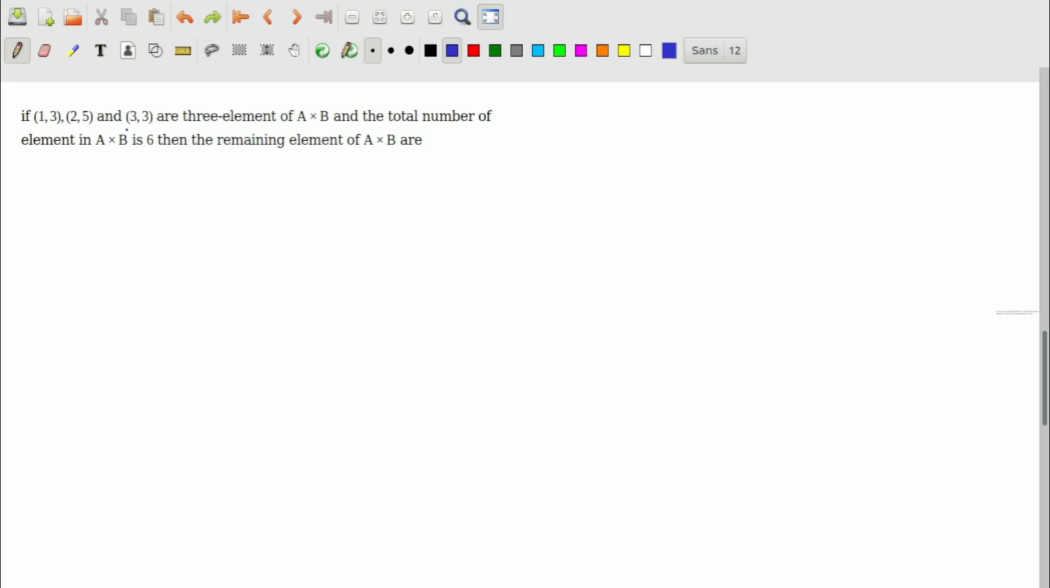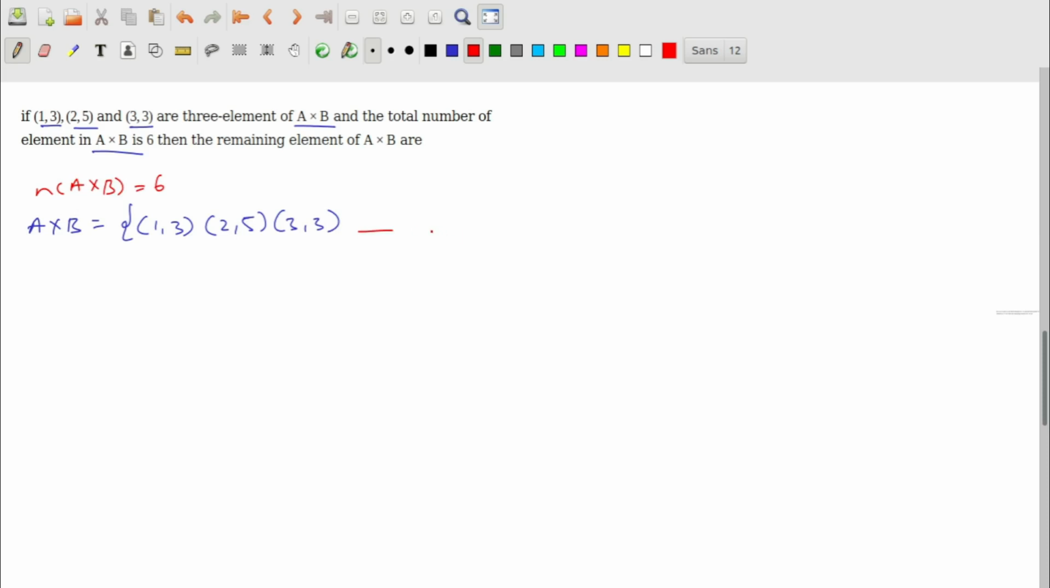(1, 3), (2, 5) and (3, 3) are 3 elements of A cross B, and the total number of elements in A cross B is 6. Then what are the remaining elements of A cross B? A cross B is a Cartesian product. A cross B is equal to {(1, 3), (2, 5), (3, 3), ...}, and the total number of elements in A cross B is equal to 6.